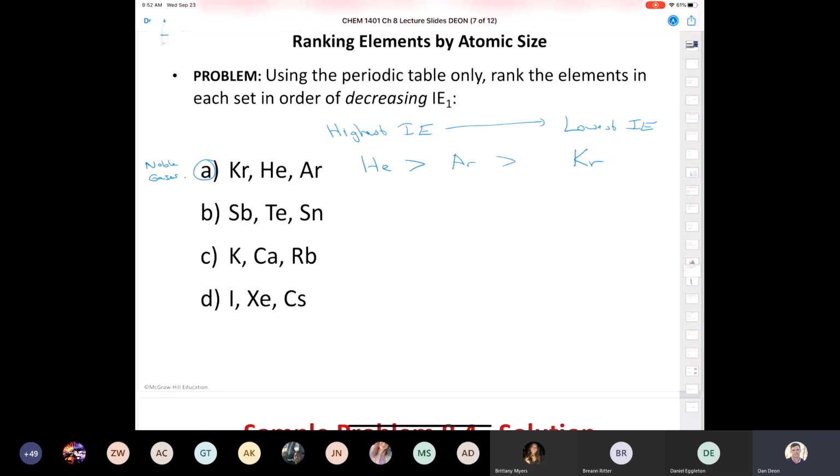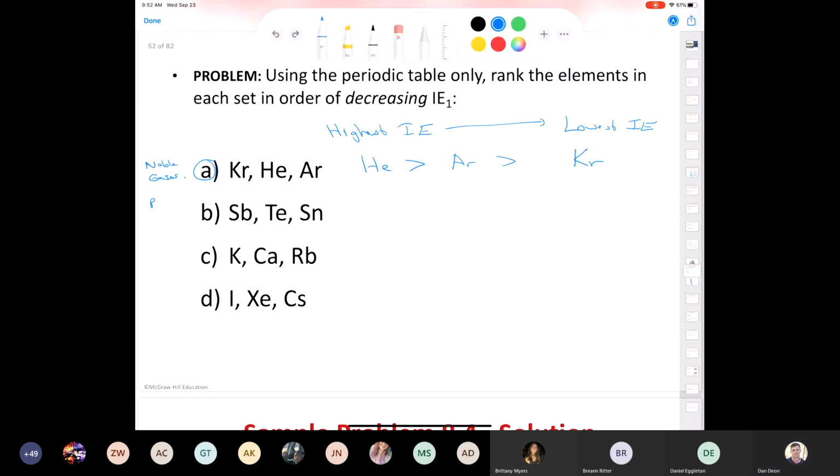The next one has antimony, tellurium, and tin. Those are all gathered together there down in the fifth period in the p block: tin, antimony, and tellurium. So I'll put here, these are all period 5. Maybe I'll use a different color. Okay, they're all in period 5.